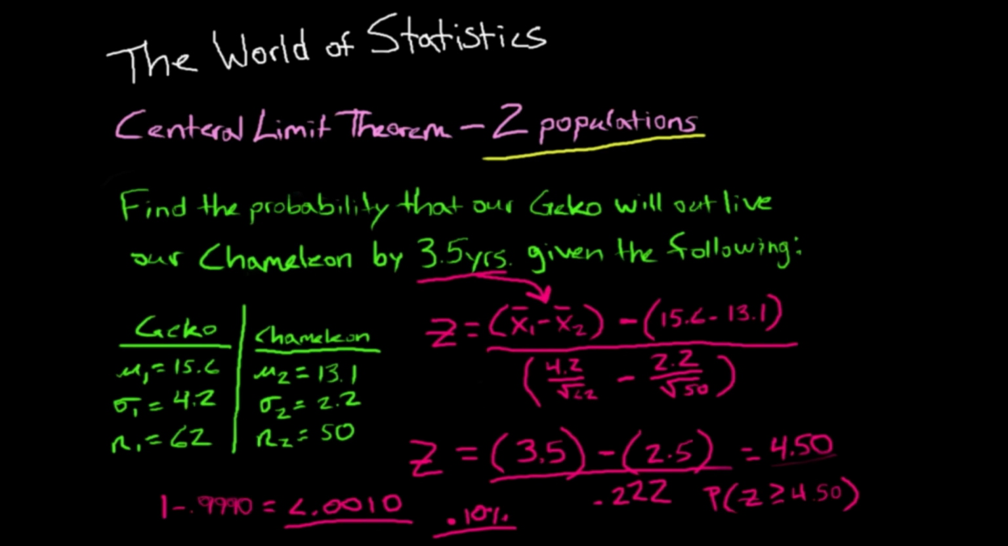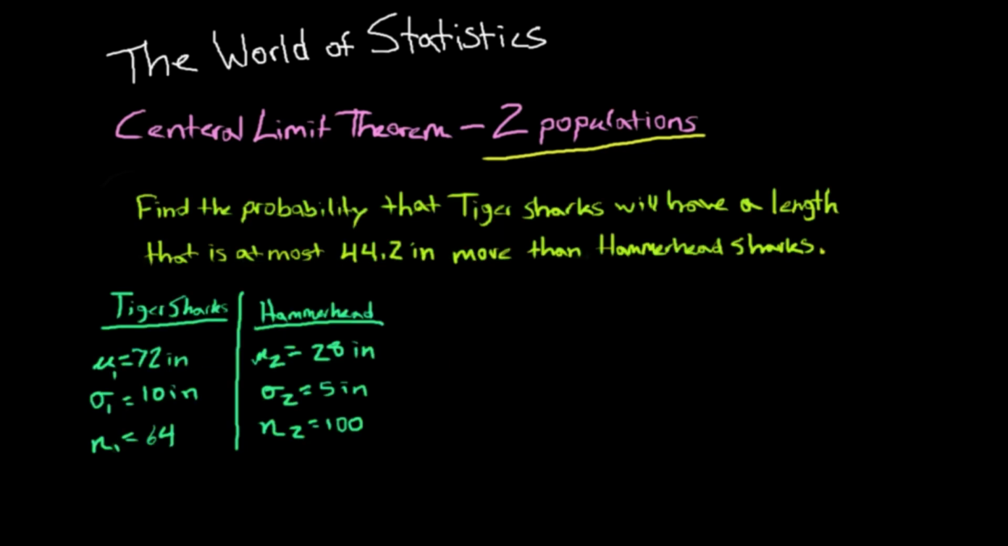So let's look at our second example. For this example, we want to find the probability that tiger sharks will have a length that is at most 44.2 inches more than hammerhead sharks, given this information. So over on the left-hand side here, we have the lengths of our tiger sharks from a population perspective. We have 72 inches as an average, 10 as our standard deviation, and 64 as our total population number that was observed. Hammerhead sharks, average length 28 inches, standard deviation of 5 inches, and our n value equals 100.